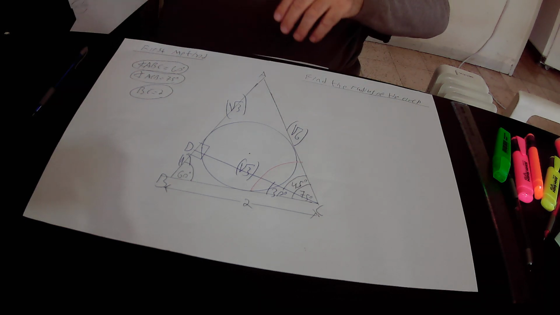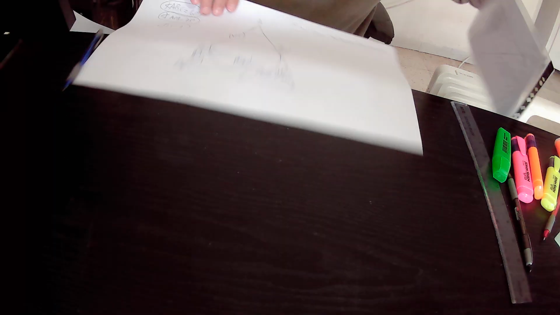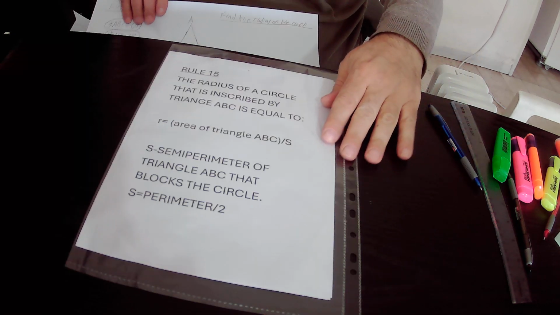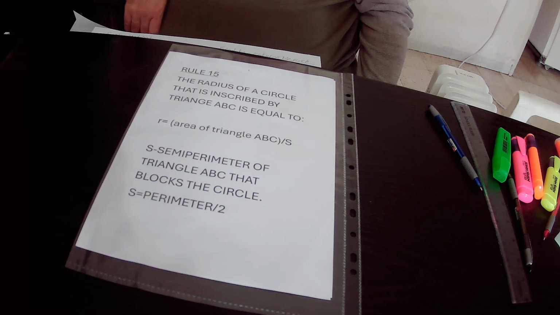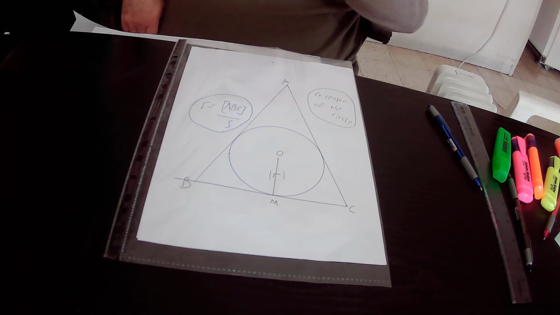Then I presented to you a new rule, and we implemented the new rule in our drawing. The new rule is rule number 15. According to rule number 15, the radius of a circle that is inscribed in triangle ABC equals the area of triangle ABC divided by S, that is the semi-perimeter of the same triangle ABC. The drawing of this rule is here.